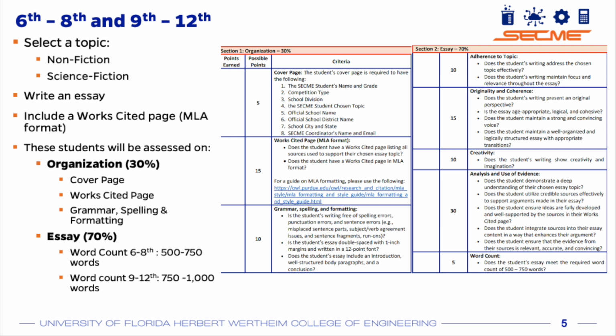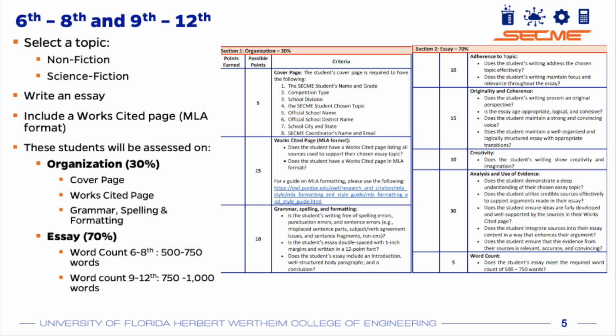Students will also be assessed based on the organization of their essay as well as the essay itself. So for organization, having a worth of 30% of their total score, this includes the cover page, the works cited page, as well as any grammar, spelling, and formatting. The essay is worth 70% of the score. And once again, I've included on the right a screenshot of the score sheet to show what exactly will be scored about the essay. And also, please pay attention to the word count required for each individual division.